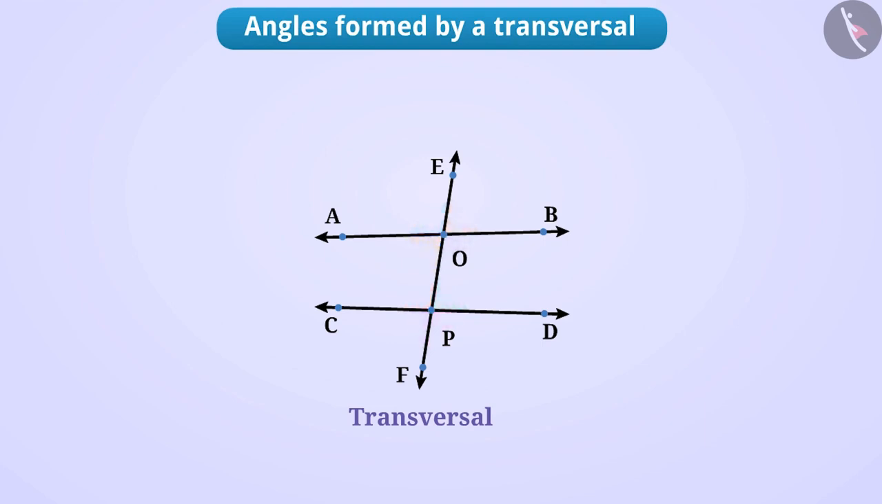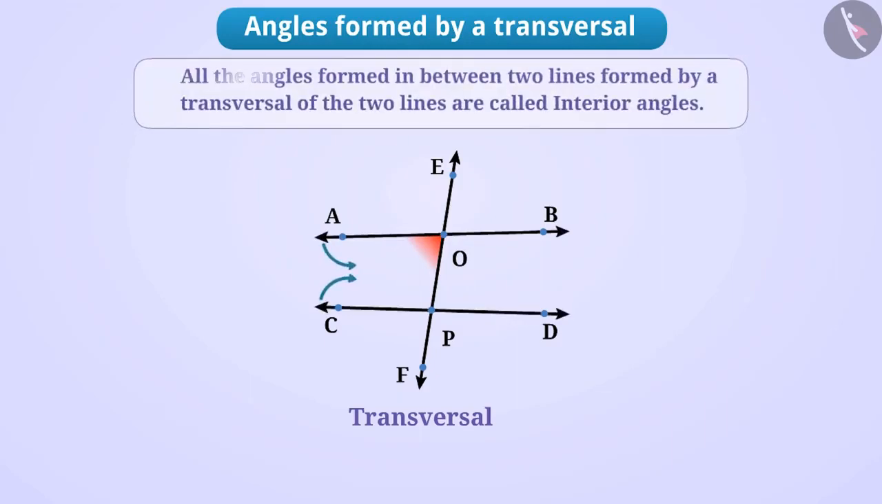Here you can see that angle AOF is situated in between the lines AB and CD. All the angles formed between two lines by a transversal of the two lines are called interior angles. Therefore, angle AOF is an interior angle. Can you tell more interior angles similar to this? Try it yourself.